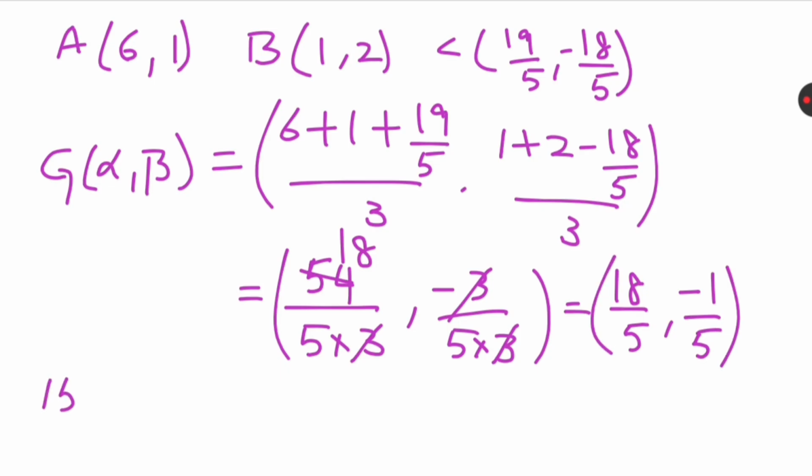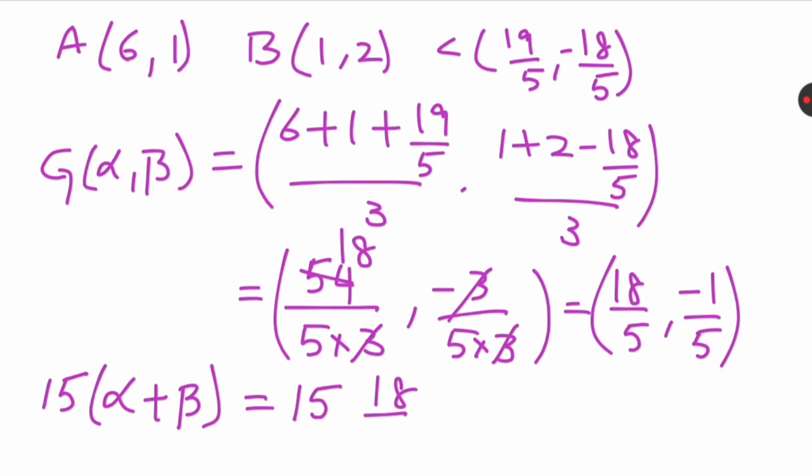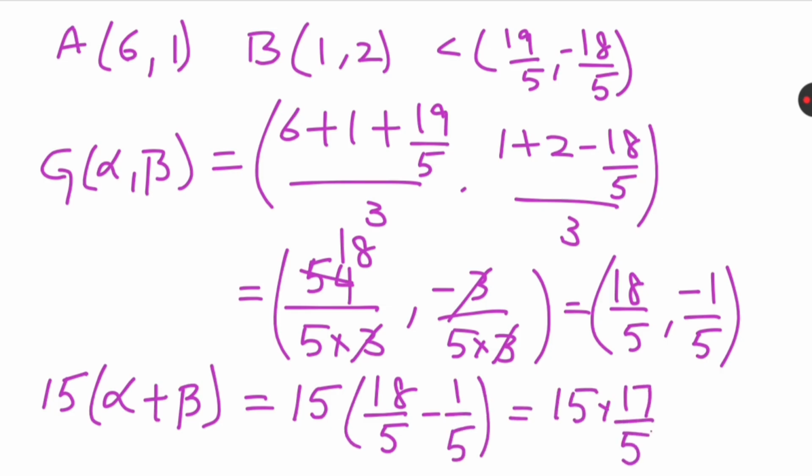So now we know the alpha and beta values, then you can easily find 15 times alpha plus beta. So 15 times, what is alpha? 18 over 5, and the beta value is minus 1 over 5. So we can write this as 1 over 5, that is going to be 15 times 17 over 5. Here the 5 gets cancelled, so then we are going to get 17 times 3 is 51. And there you have it.